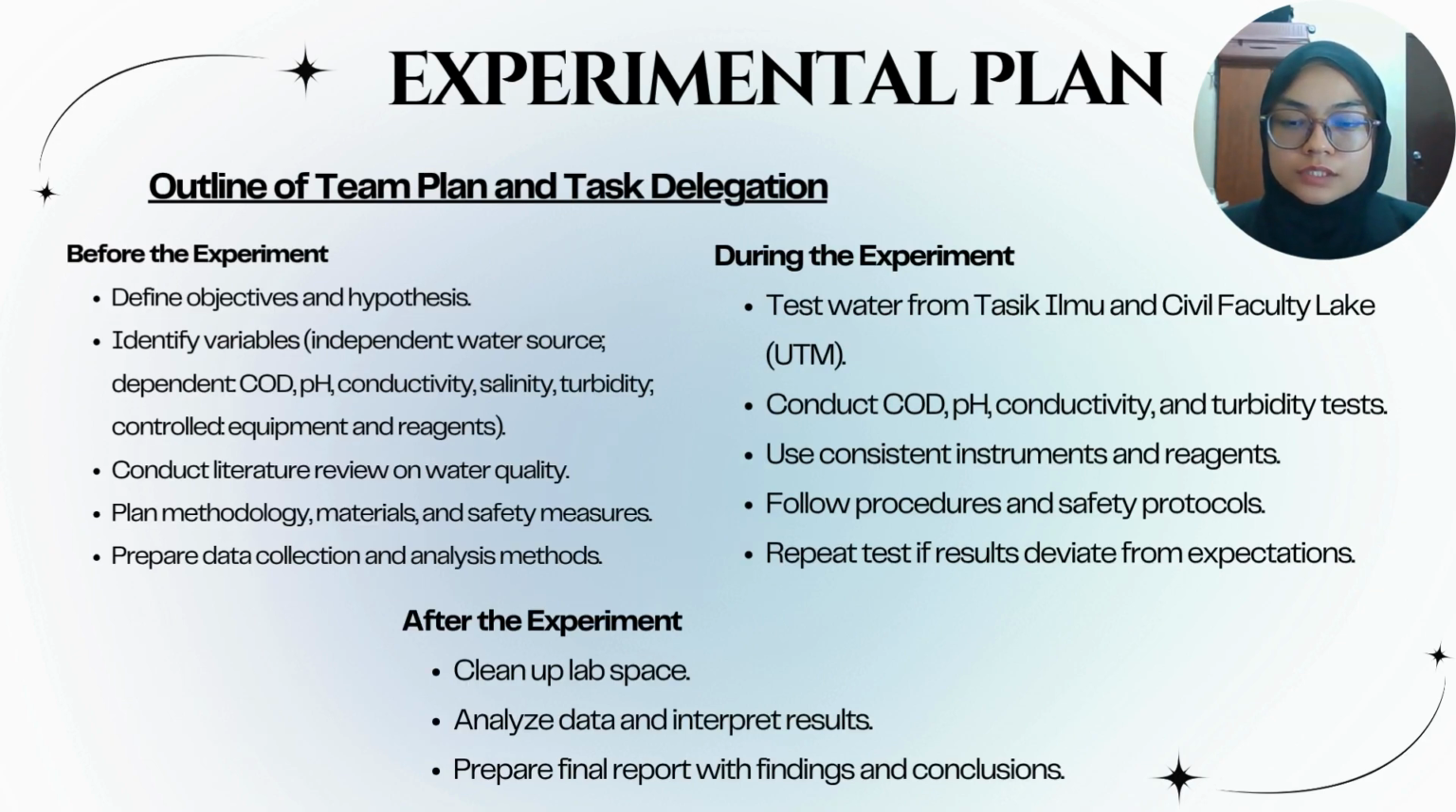Next, we have the outline of team plan and also the task delegation. So it is divided into three parts: before, during, and also after the experiment. So in the before experiment, we first have to define the objective and the hypothesis, what we want to find, and also the results for this experiment. Other than that, we also have to identify the variables and conduct the literature review in order to understand more about this experiment, plan the methodology, the materials and the safety measures, and also prepare the data collection and analysis methods.